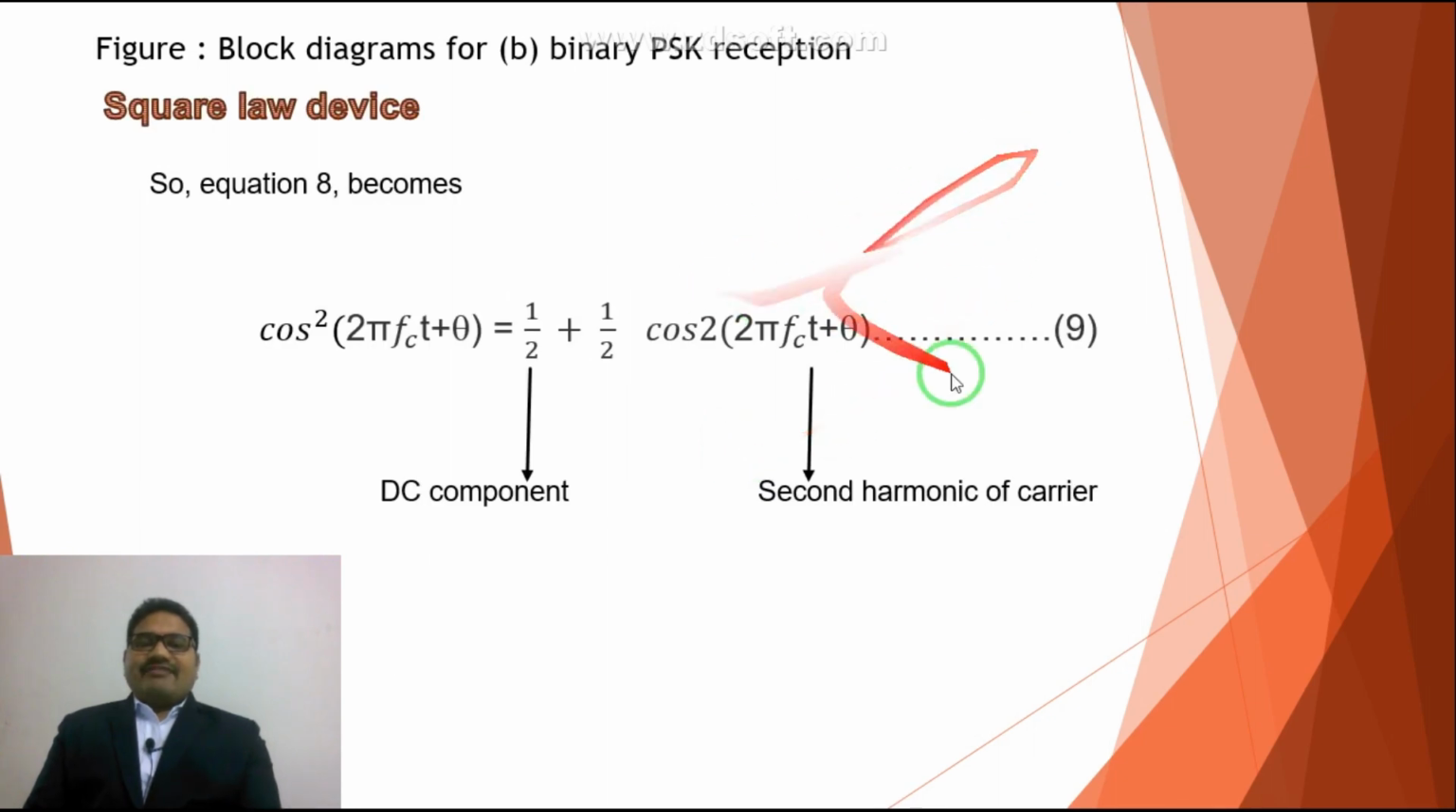So this equation becomes cos square (2 pi fc t plus theta) is equal to 1/2 plus 1/2 cos(2 pi fc t plus theta), with f0 and fc being one and the same. Make it equation number 9. This 1/2 is your DC component, and this is your second harmonic of your carrier. So this is the output of your square law device.